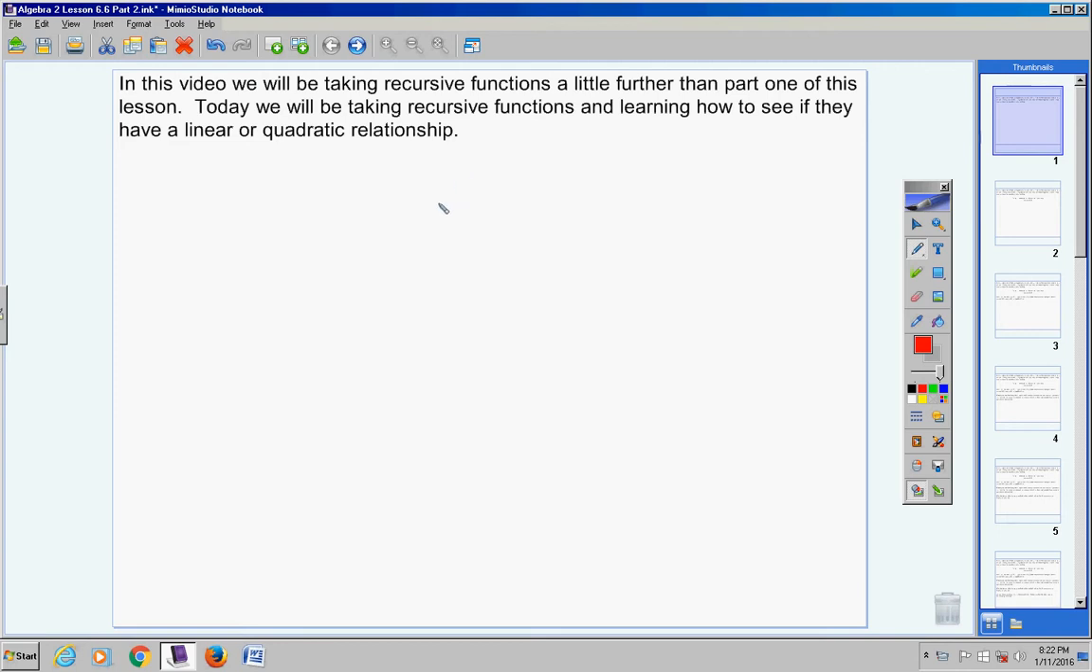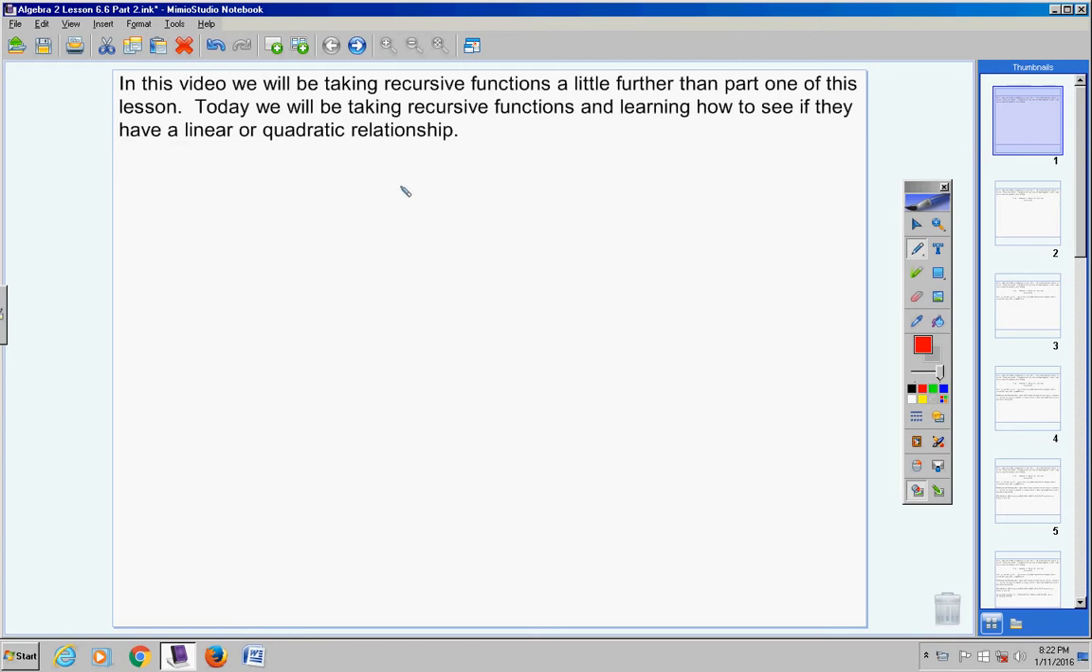Last time, we were learning how to find values of recursive functions, okay? Today we're going to be taking recursive functions and learning how to see if they have a linear or quadratic relationship. In other words, let me show you what I mean, okay?